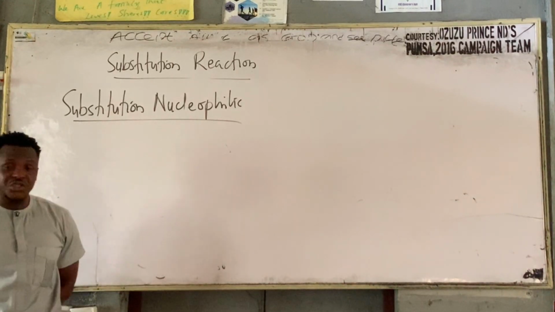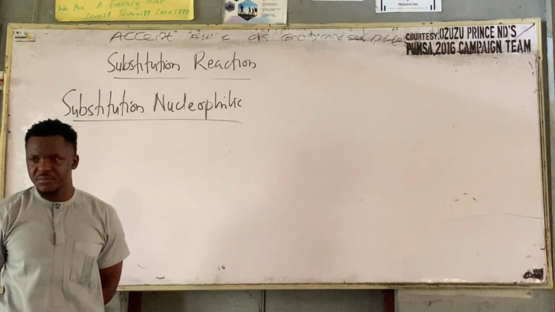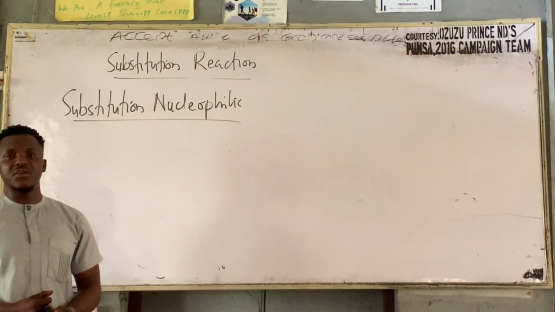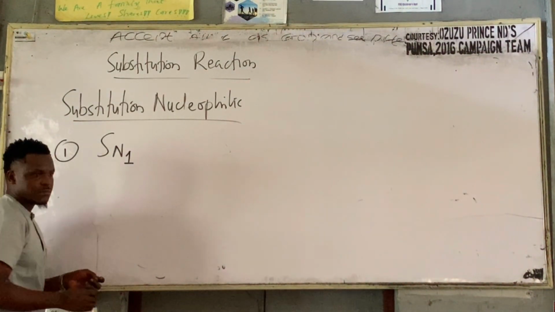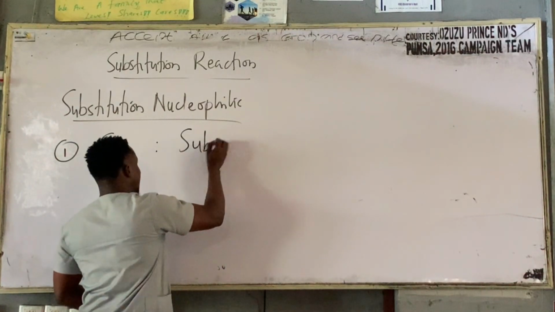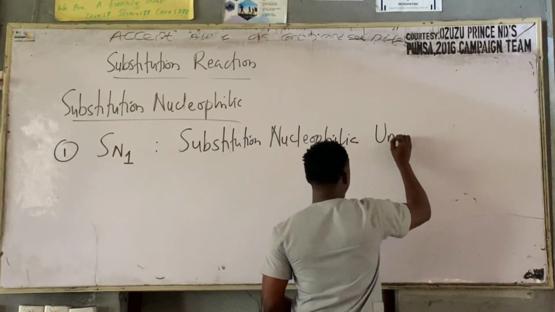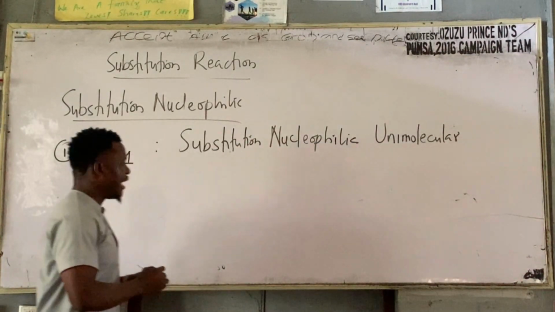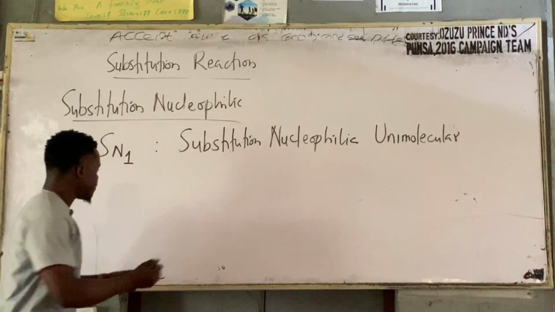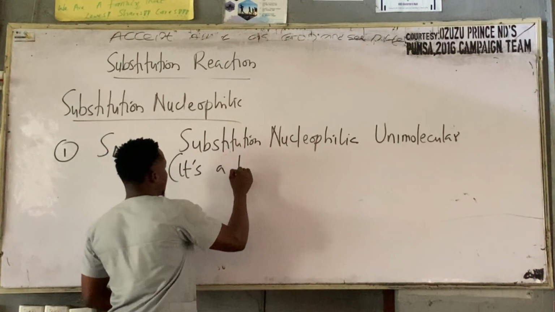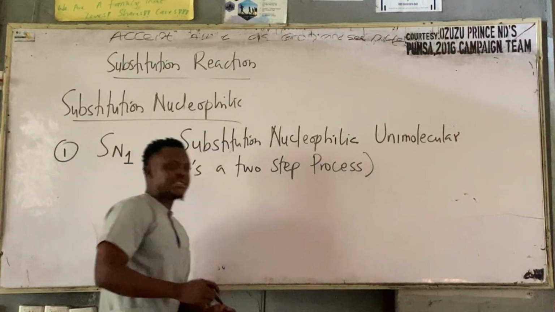Substitution nucleophilic reaction has two mechanisms. The first one is SN1. This is substitution nucleophilic. The S stands for substitution, the N stands for nucleophilic, the 1 stands for unimolecular. It is a two-step process.